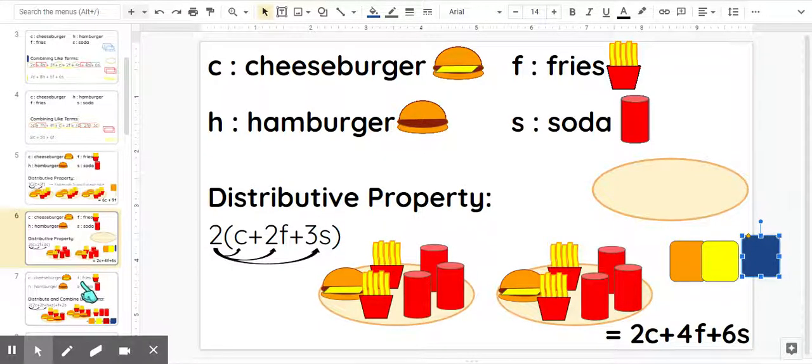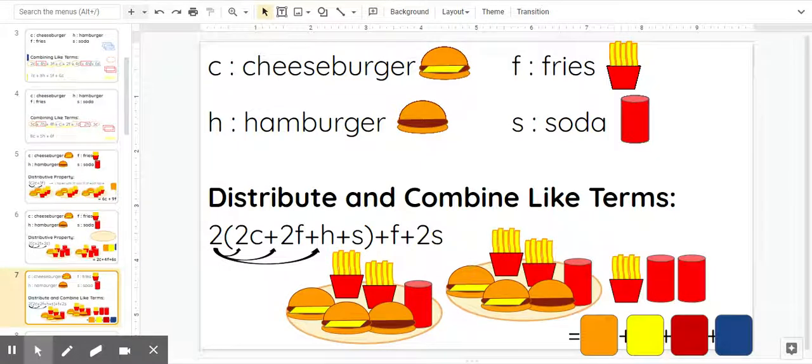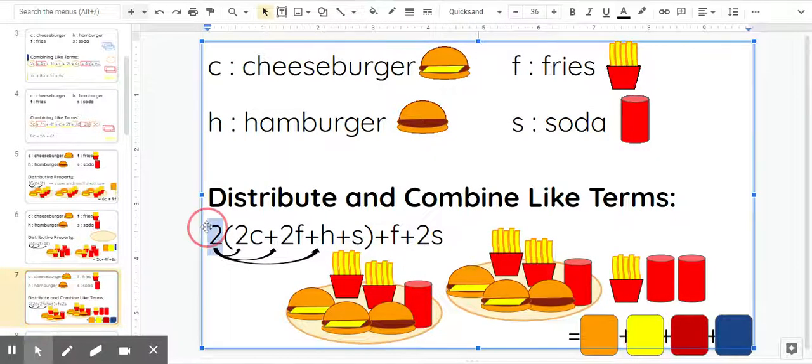Then we might have a combination of everything. So for this one, I have 2 tables. And at each of the tables, I have 2 cheeseburgers and 2 fries and a hamburger and a soda. But then I have some extra stuff. Somebody doesn't fit at the table. One of the people is eating fries and the other person has 2 sodas.